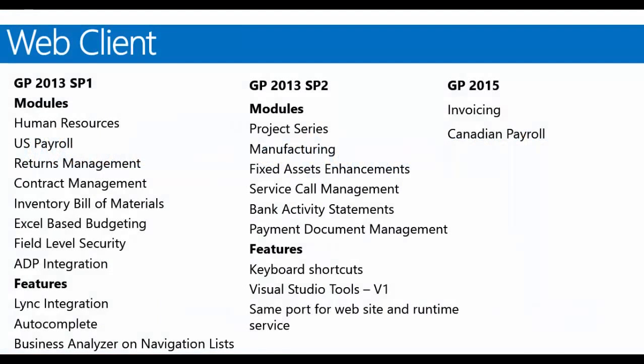The next feature we'll look at is web client enhancements. If we go to this next slide, you'll see that web client has come a long way on GP 2013, starting with Service Pack 1: Human Resources, Payroll, some of the field service modules, inventory, and then Service Pack 2 released with Project Accounting Series, Manufacturing, Fixed Assets, finishing up the field service modules. And then with GP 2015, you'll see the Invoicing and Canadian Payroll module has been added. Some of the widely used features that are available in the desktop client are available in web client as well.